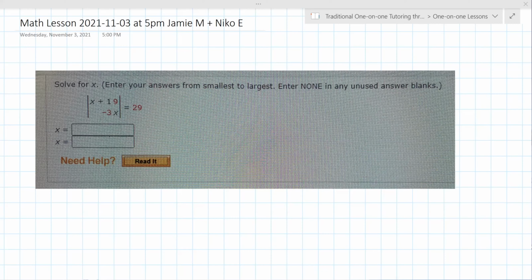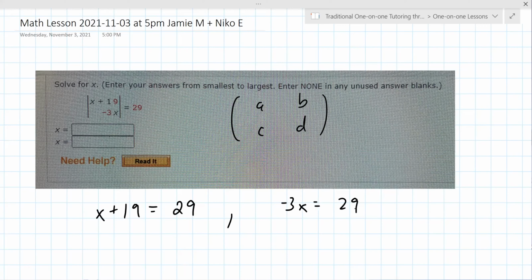Isn't that the determinant? It would be if it had 4 elements. Usually you need 4 elements. It's odd because it's x and x. This is my first guess here: it's like it's saying x, comma, -3x equals 29. But I really don't know.